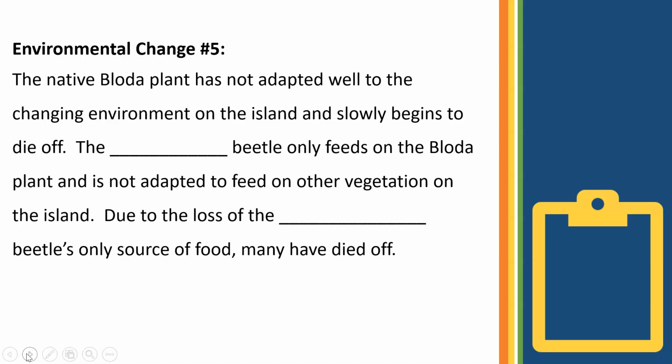Here we go again. The native Blodo plant has not adapted well to the changing environment on the island and slowly begins to die off. But unfortunately, okay, choose a color. No peeking. Write it in the blank. That beetle only feeds on the Blodo plant and is not adapted to feed on other vegetation on the island. So due to the loss of that colored beetle, they die off because that was the beetle's only source of food. Take that colored beetle right out of Beetle Island. All of those colored beetles are done.